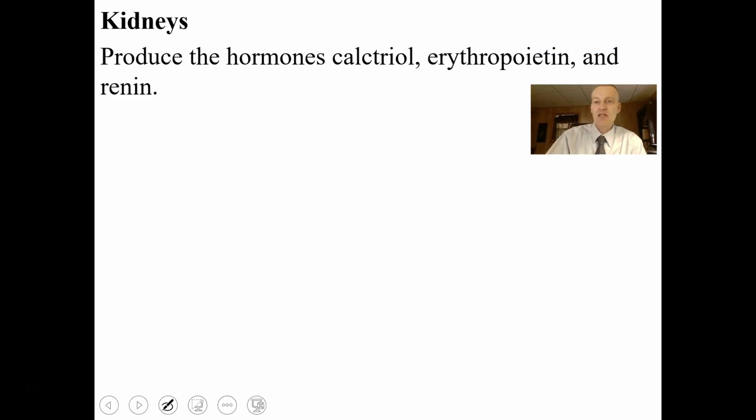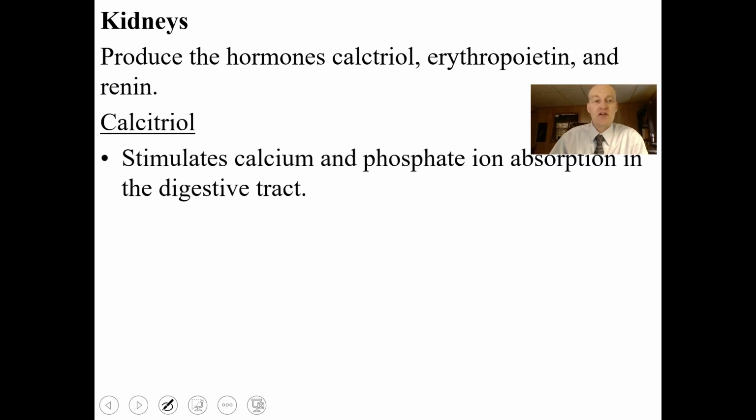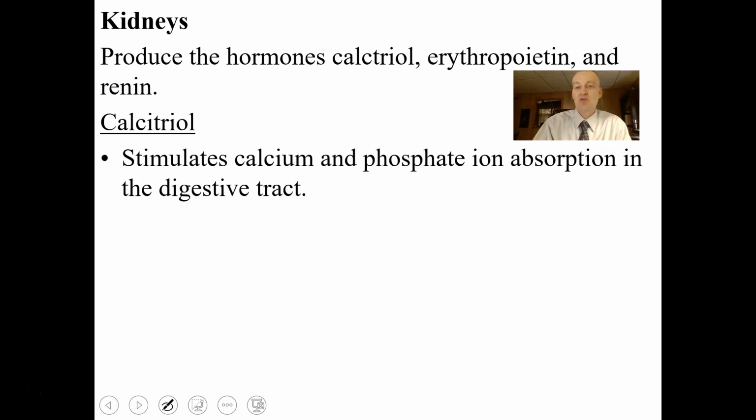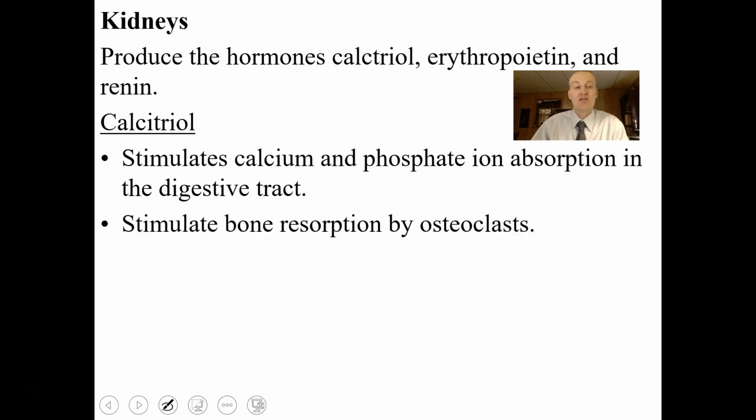So the kidneys also have a function in the urinary system, but they do have an endocrine function as well. They produce several hormones. One of them is calcitriol, the active form of vitamin D, which stimulates calcium and phosphate ion absorption in the digestive tract. It stimulates bone resorption by osteoclasts, so it stimulates the bone destroying cells to release calcium into the bloodstream.